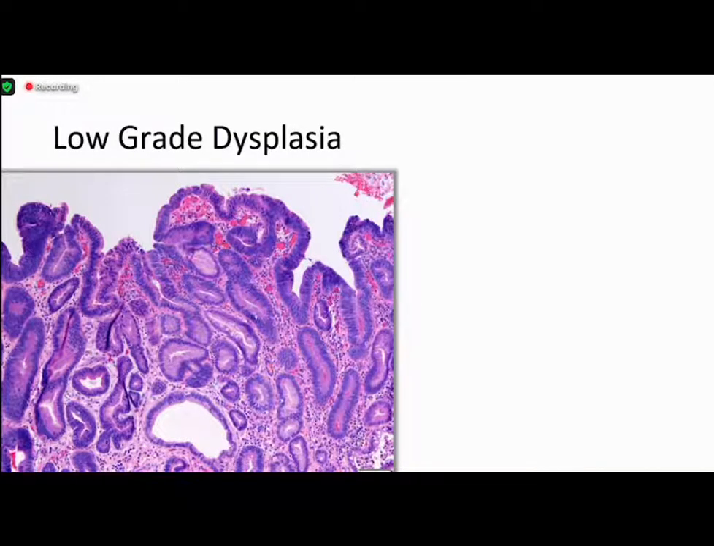Also, surface maturation would be lost, and this dysplastic epithelium is involving the surface, which is an important feature for diagnosing dysplasia, both in low-grade and high-grade dysplasia.